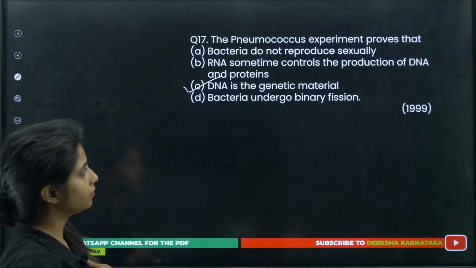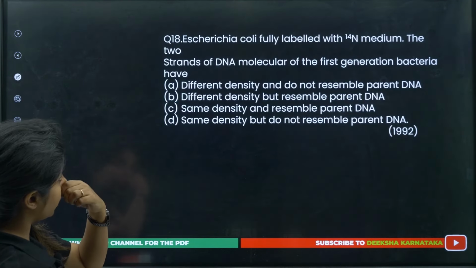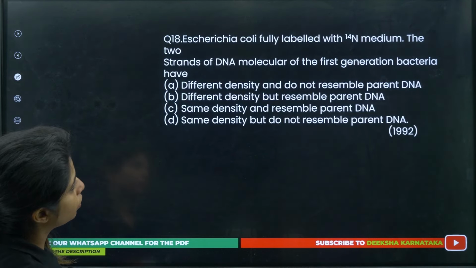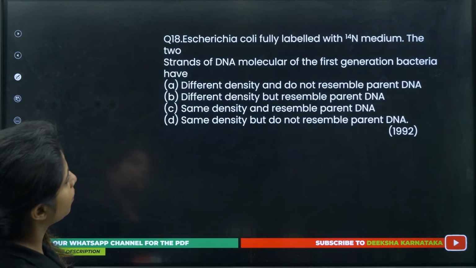Got it? Going ahead. Escherichia coli, fully labeled with 14N medium. The 2 strands of DNA molecule of the first generation bacteria have. Okay, wait.